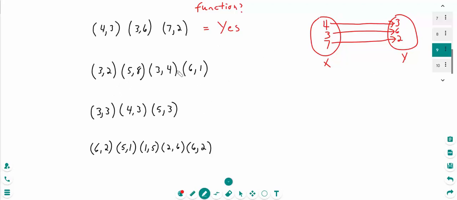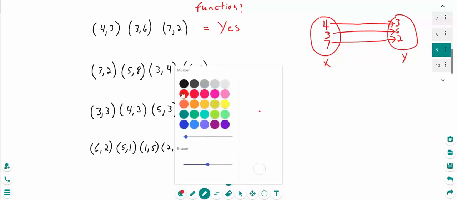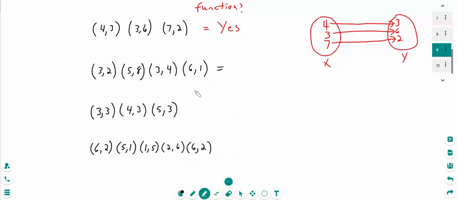All right, this next one. 3, 2, 5, 8, 3, 4, and 6, 1. What do you think? Think about that for a second. Is this set a function? What do you think? Well, if you said no, you would be correct. So the answer is no. It is not a function.